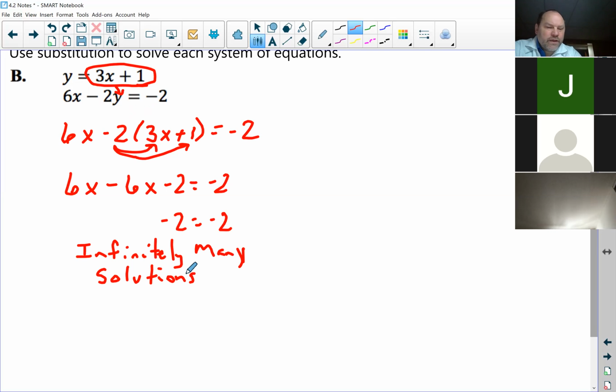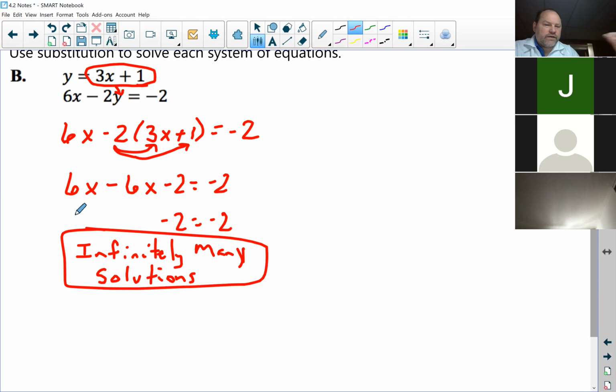In other words, if I picked a value for x and plugged it into my top equation and got a value for y, it doesn't matter what x value I picked, I would get a y value, and that ordered pair, that (x, y) combination, would also make the second equation true. And again, graphically, if I graphed both of those equations, they would be the same line.